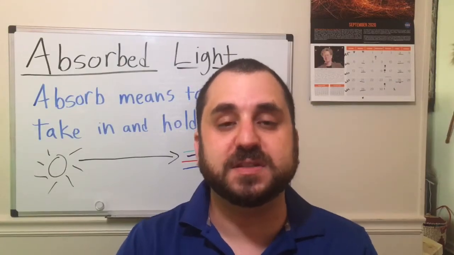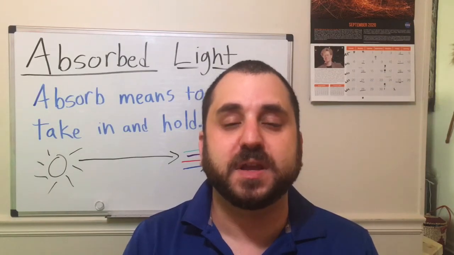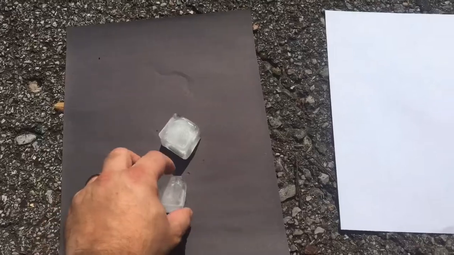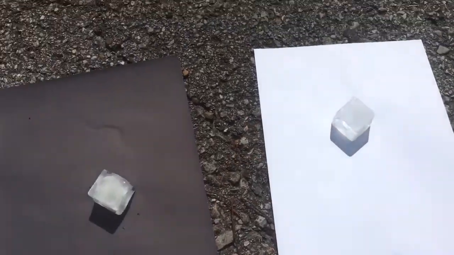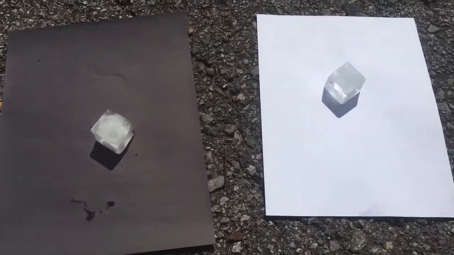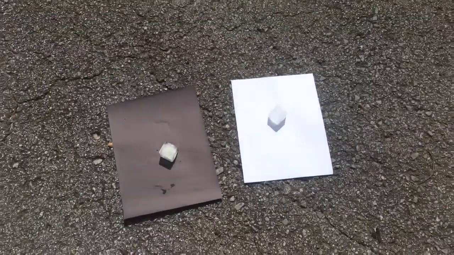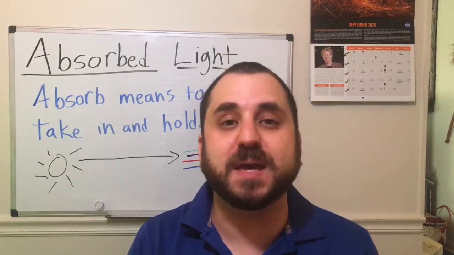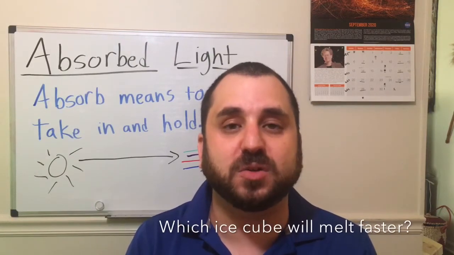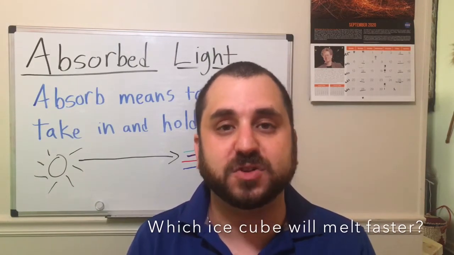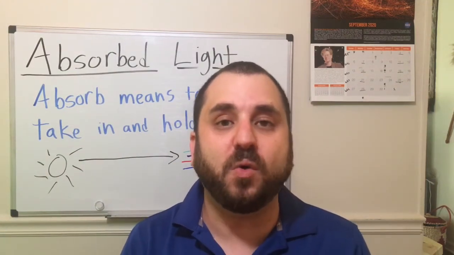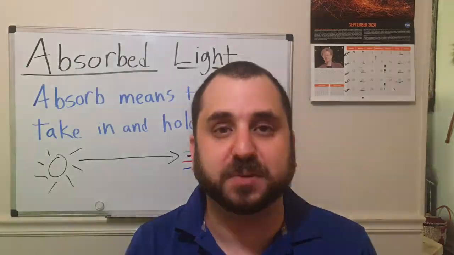Let's take a look at this experiment that I've set up outside. As you can see, I have my 2 pieces of paper and I'm going to set these 2 ice cubes on each piece. Now I'm going to leave it alone for about 30 minutes and then we'll come back and check. Now what I want you to do is make a prediction. Which ice cube will have melted faster after about 30 minutes? The ice cube on the white paper or the ice cube on the black paper?